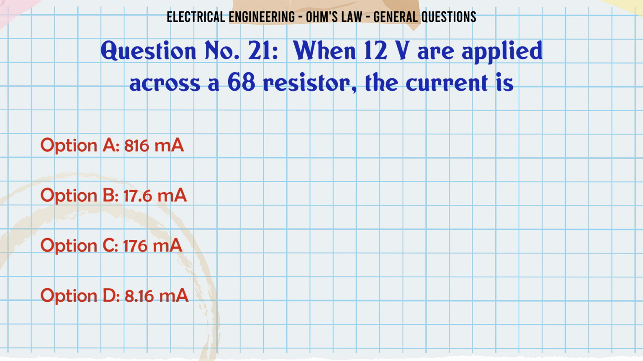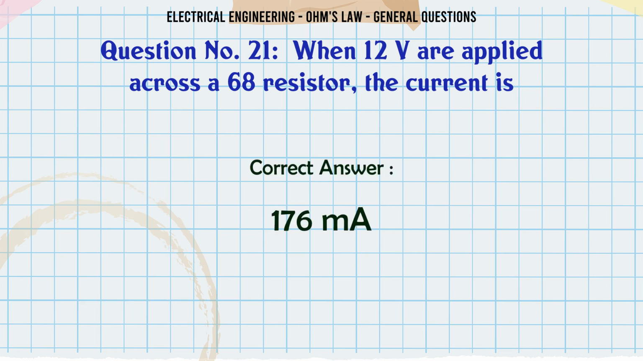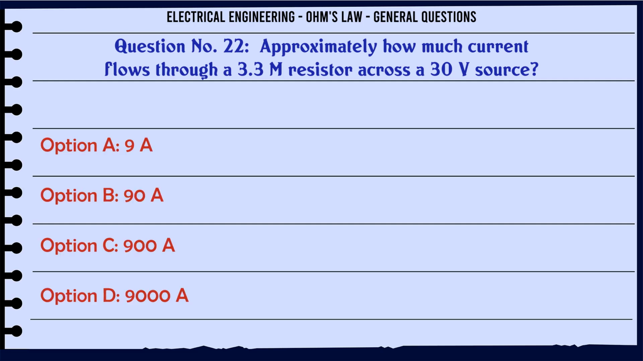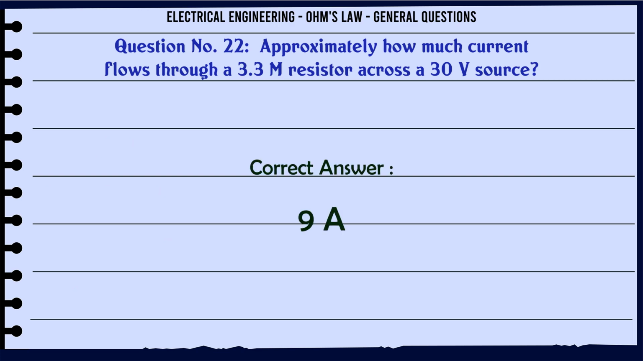176 mA, D. 8.16 mA. The correct answer is 176 mA. Approximately how much current flows through a 3.3 ohm resistor across a 30V source? A. 9A, B. 90A, C. 900A, D. 9000A. The correct answer is 9A.